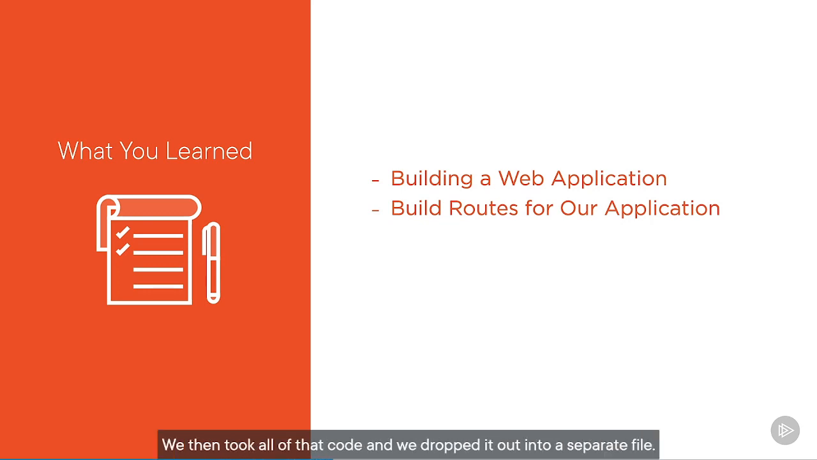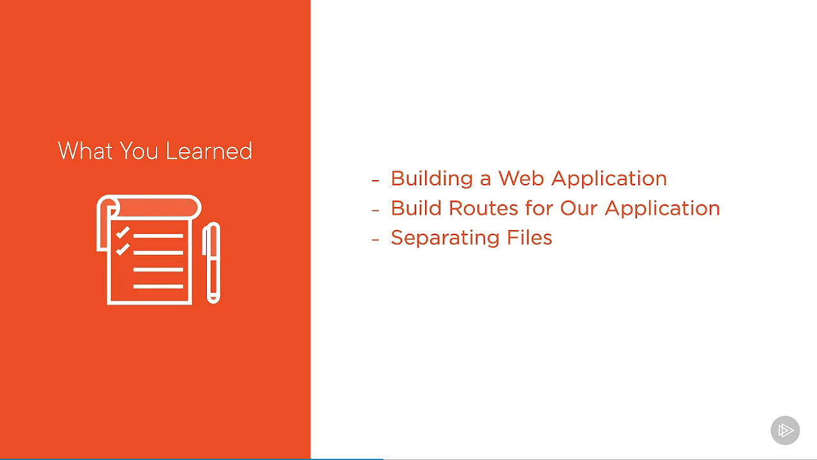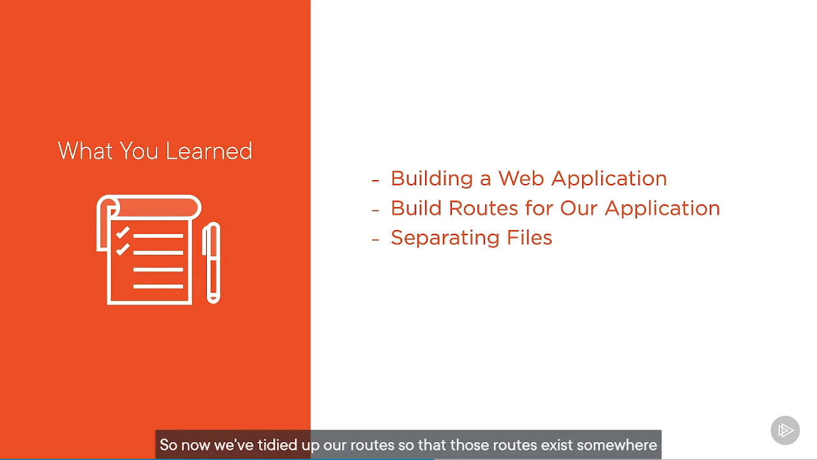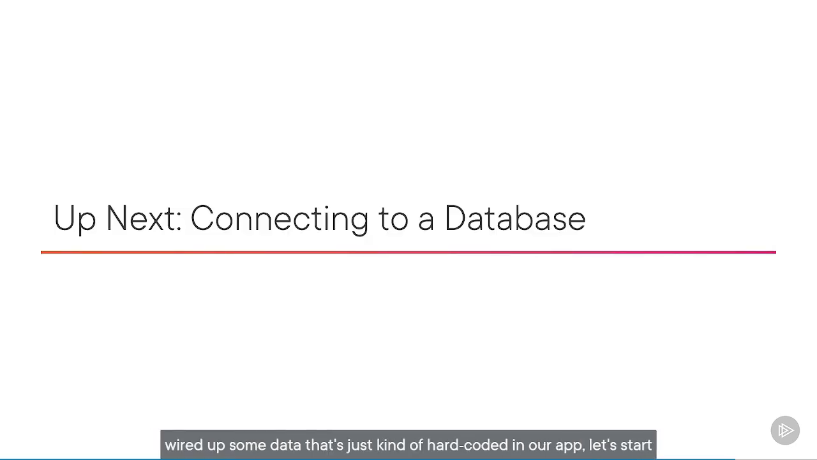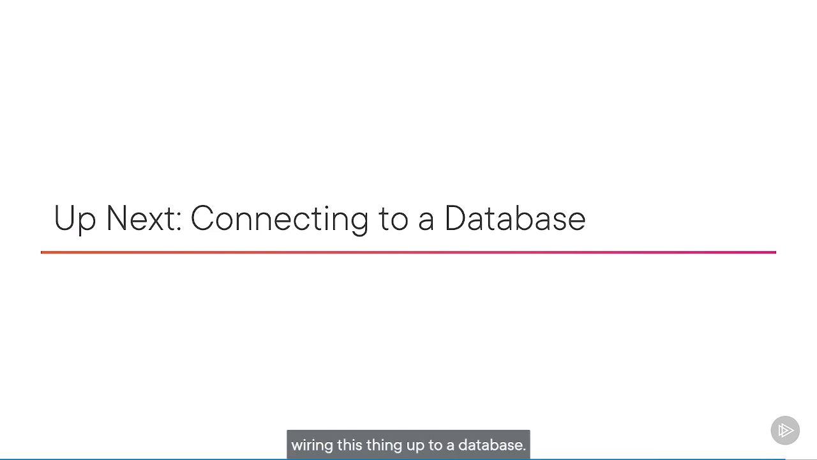We then took all of that code and dropped it out into a separate file. So now we've tidied up our routes so that those routes exist somewhere else instead of all of our code just being in app.js. We also talked a little bit about parameter variables. When we add a :id on the end of a route, that's going to be passed into our code on the request with req.params.id. Now, we've wired up some data that's just hard-coded in our app. Let's start wiring this thing up to a database.